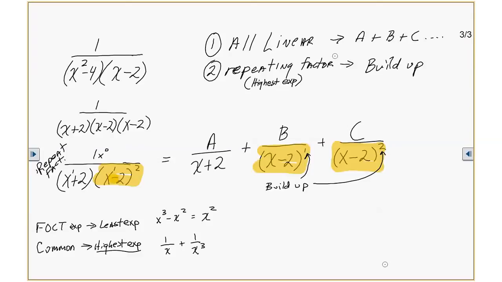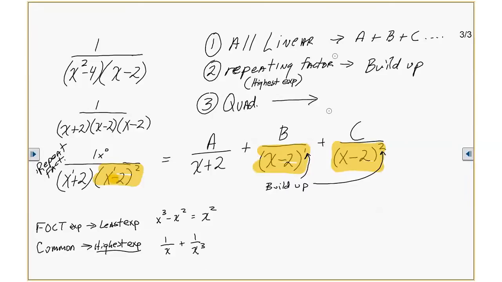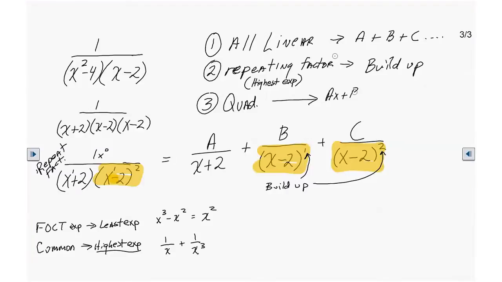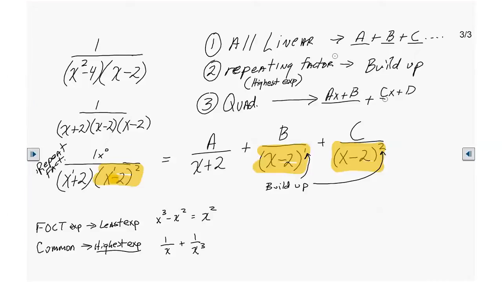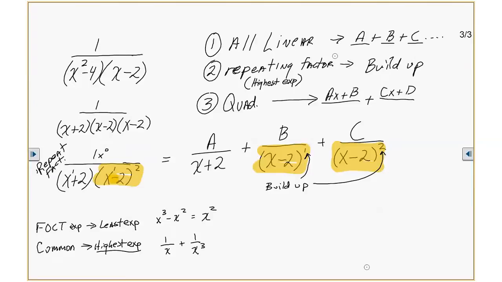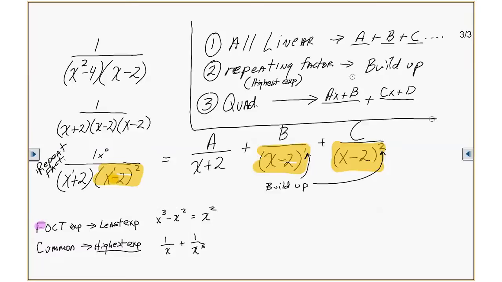The third thing is quadratics. And when we're dealing with quadratics, instead of A plus B plus C, we've got to use Ax plus B over so-and-so plus Cx plus D over so-and-so. In other words, you've got to use that. All right, so you might want to write this down and put it somewhere where you can remember those are the three type problems that we're going to be looking at.